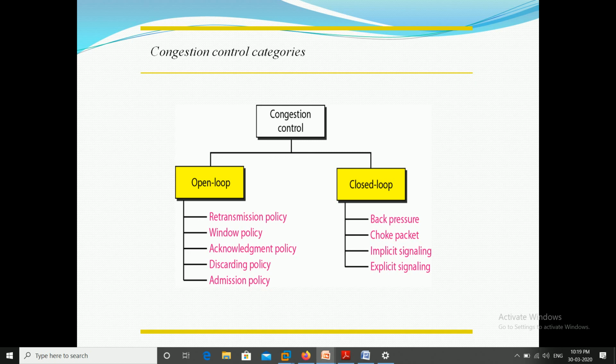Now, congestion control categories: open loop and closed loop. In case of open loop, we have 5 policies. In case of closed loop, we have 4 policies. Open loop: retransmission, window, acknowledgement, discarding and admission. In closed loop, we have back pressure, choke packet, implicit signal and explicit signal. I repeat, congestion control is broadly categorized into two parts: open loop and closed loop. In case of open loop, we have a further 5 categories: retransmission, window, acknowledgement, discarding and admission. In case of closed loop, we have a further 4 categories: back pressure, choke packet, implicit and explicit. Now we're going to discuss them one by one. We'll start with open loop.